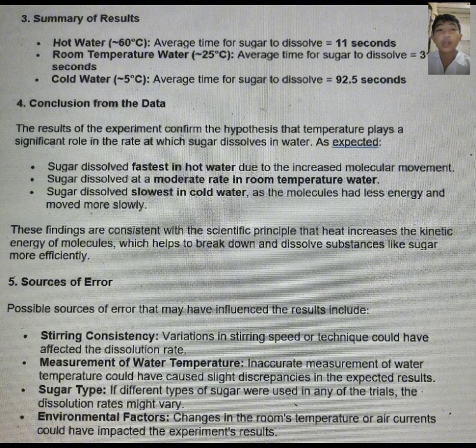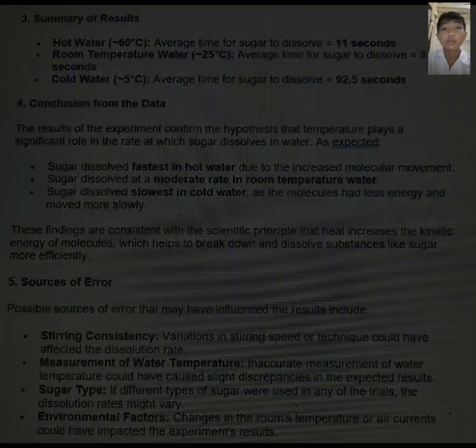Measurement of water temperature. Inaccurate measurement of water temperature could have caused slight discrepancies in the expected results. Sugar type. If different types of sugar were used in any of the trials, the dissolution rates may vary. Environmental factors. Changes in the room's temperature or air currents could have impacted the experiment's results.